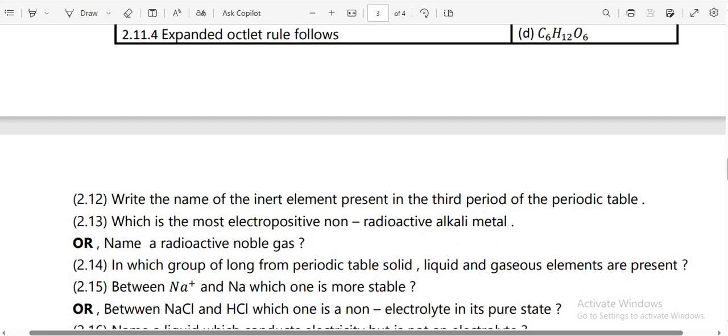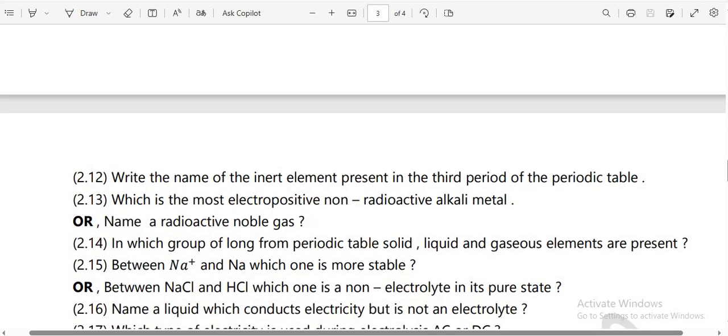2.15 Between Na+ and Na, which one is more stable? Or between NaCl and HCl, which one is a non-electrolyte in its pure state?